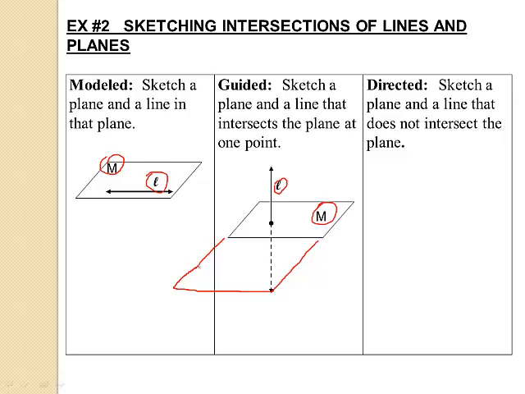For the directed, you have sketch a plane and a line that does not intersect the plane. Well, you have to think of the line as going to be off of the plane. Now, one thing I didn't go over, but we went over a little bit in the previous part of the notes: you can also label your line with 2 letters. It does not matter. It's up to you.